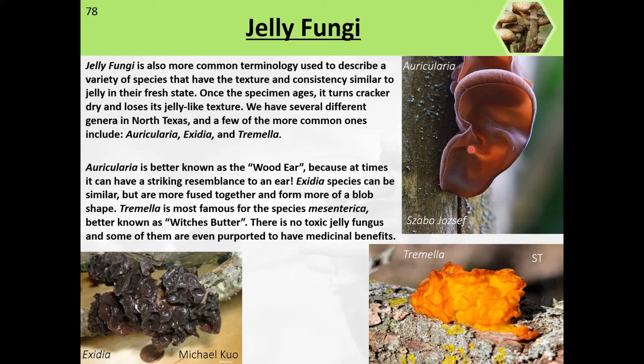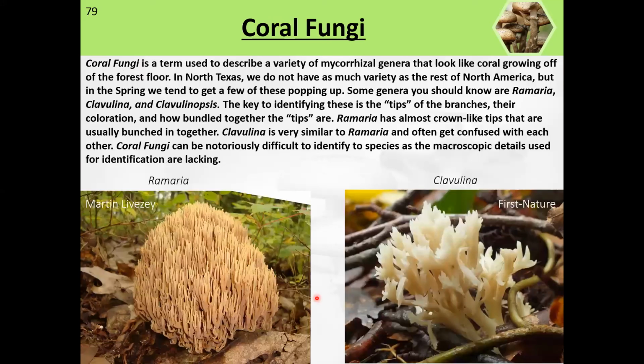This one is Exidia, which can be mistaken for Auricularia quite often. They fuse together and they're kind of blobs, right? They're more blobbed out, and Auricularia has more defined features. And Tremella is also known as witch's butter, right? Tremella mesenterica. It's usually orange in coloration, and that one's pretty recognizable.